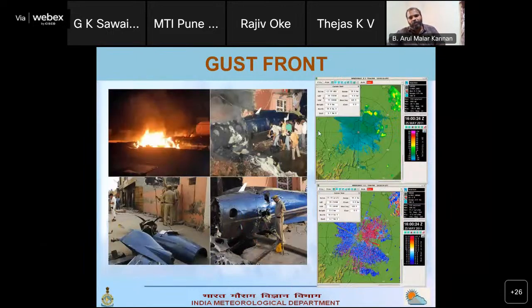So this is one event of the gust front which has been shown here. There was an aircraft accident which happened in Delhi, and this was caused only because of the gust front. You can see all the clouds are in some other direction. The aircraft had an accident at Faridabad. So gust fronts also gather importance.